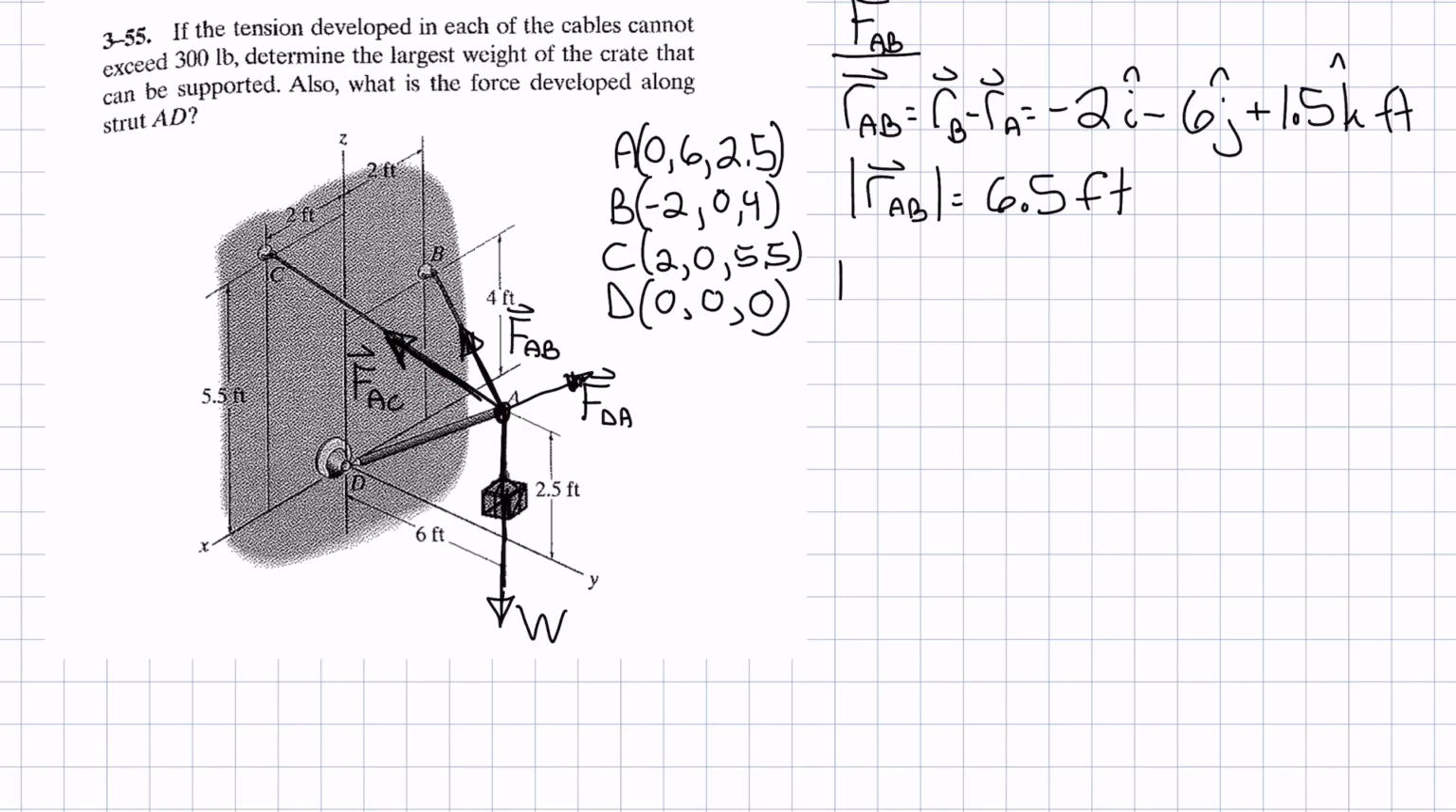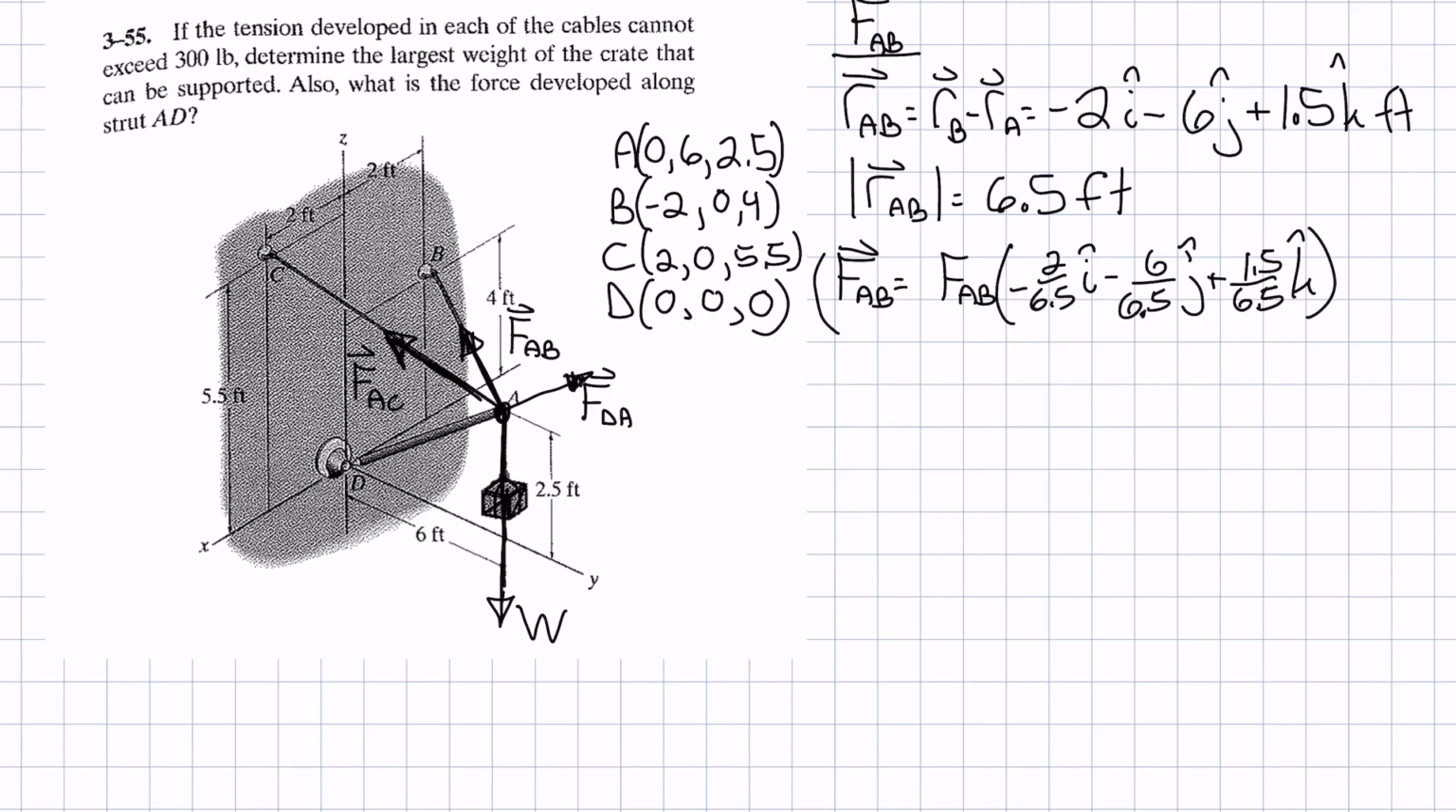With this information, I can now write FAB in terms of an overall magnitude, which is unknown at this point, FAB, and then the unit vector, which is RAB divided by its magnitude. So I'm going to get negative 2 over 6.5 i hat minus 6 over 6.5 j hat plus 1.5 over 6.5 k hat. And that's what I'm going to use for my force vector AB.